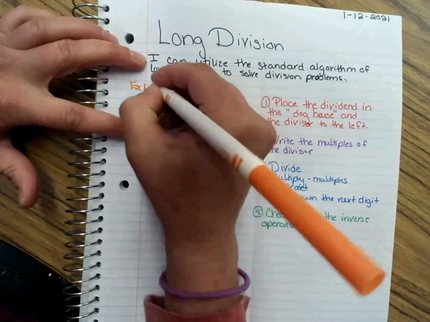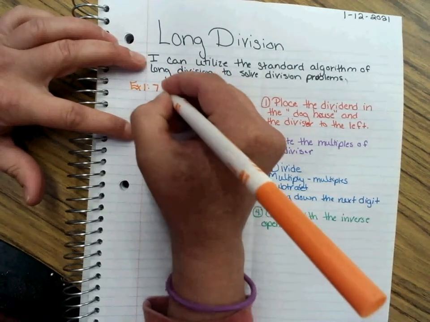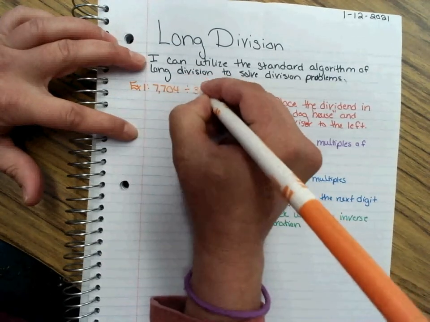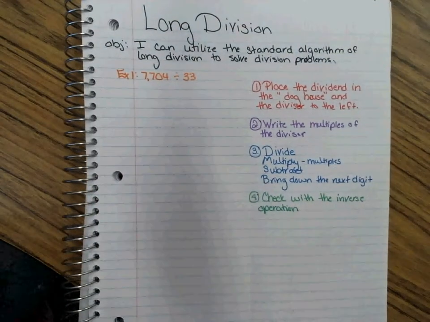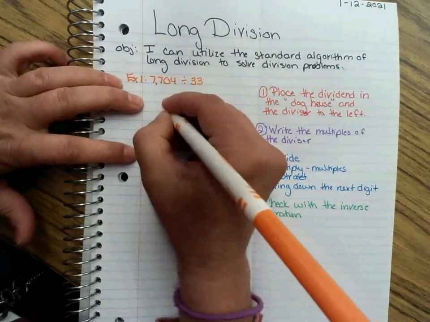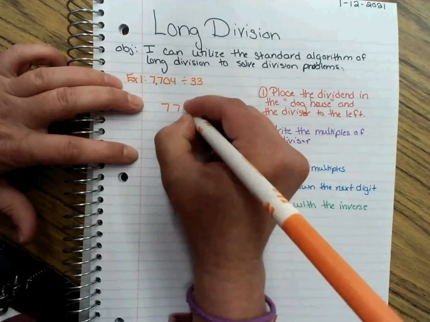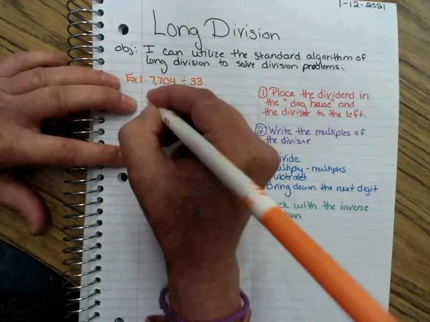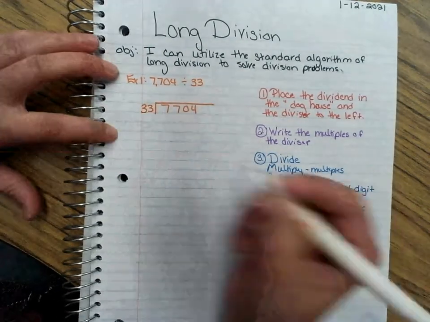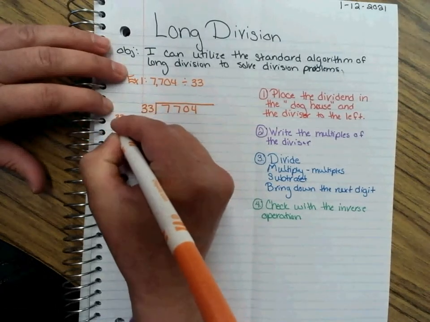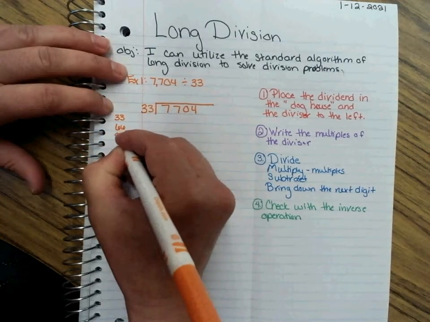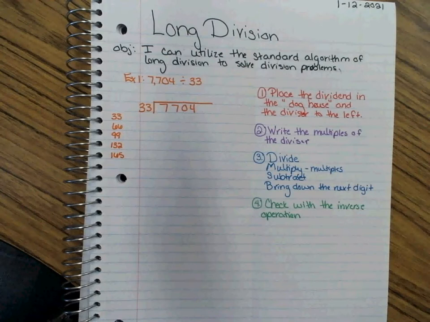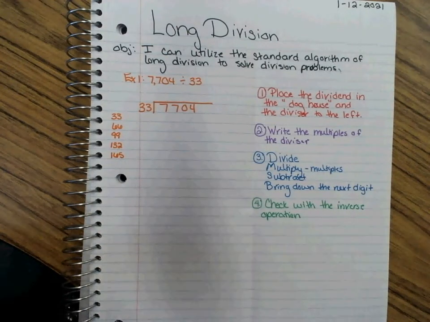Okay, so we're going to do example number 1. Let's just do 7,704 divided by 33. We're going to do it using long division. So we're going to put 7,704 in the doghouse. This is what I'm calling a doghouse. Divided by 33. So once again, we're going to list our multiples: 33, 66, 99, 132, 165. And yes, I was going off of memory.